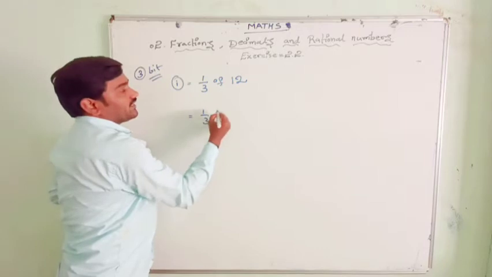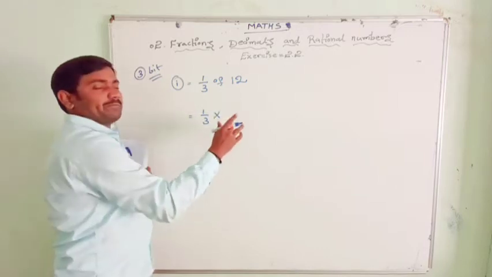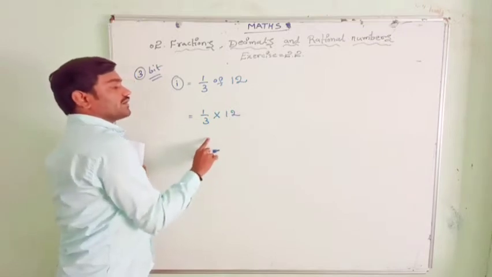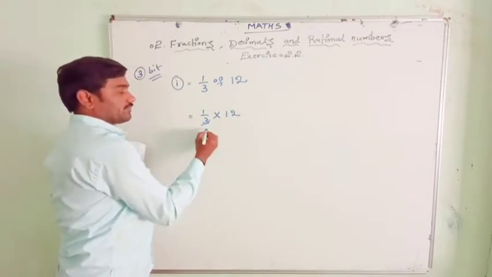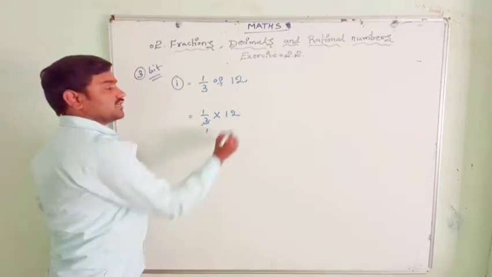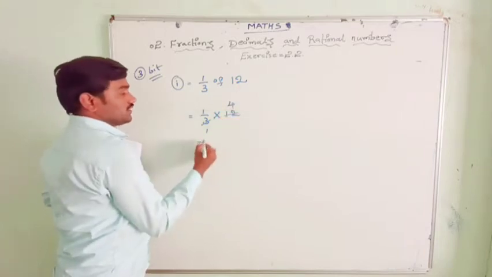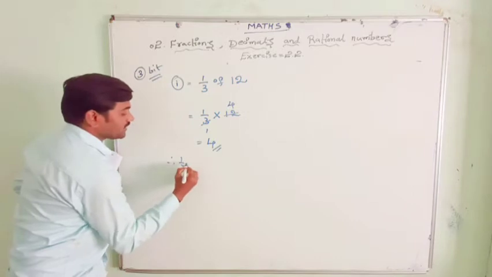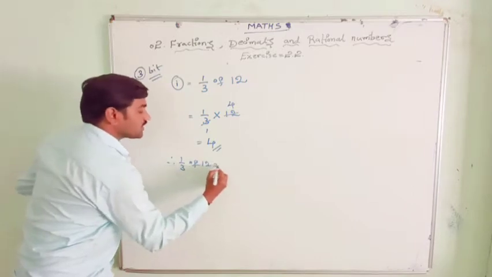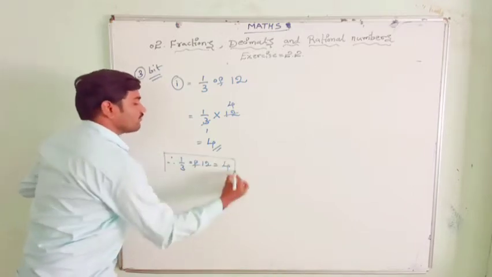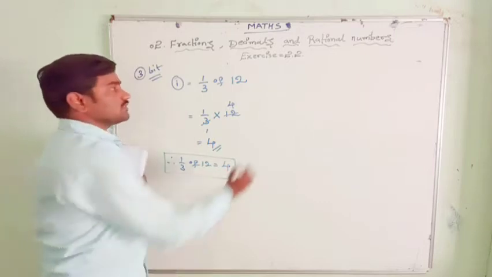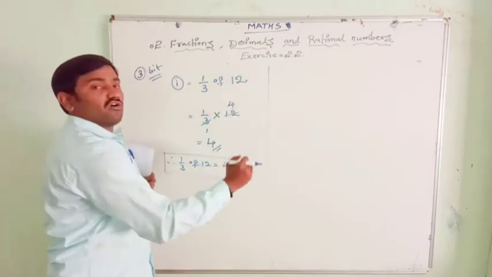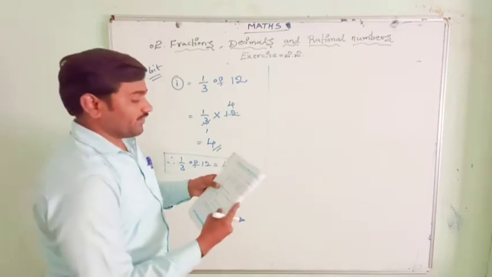So 1 by 3 of, as I just said, we keep it as a multiplication symbol, and here 12. So here we can cancel directly. 3 ones are 3. 3 fours are 12. So 1 into 4 is 4. Therefore 1 by 3 of 12 is equal to 4. Yes. If you divide 12 into 3 equal parts, you will get 4, 4, 4. That is the meaning of that.